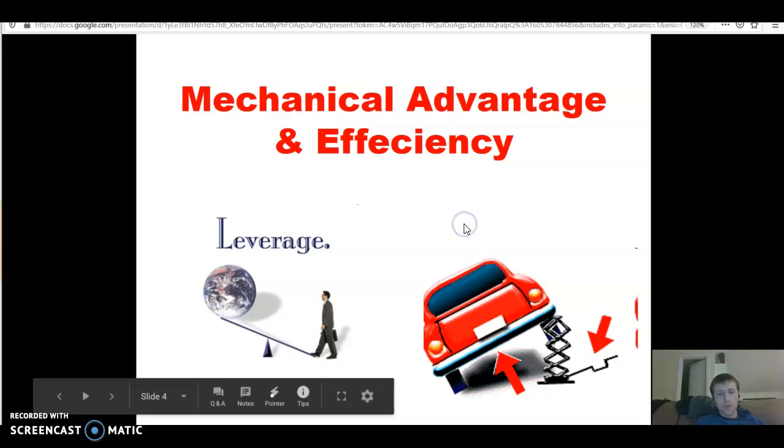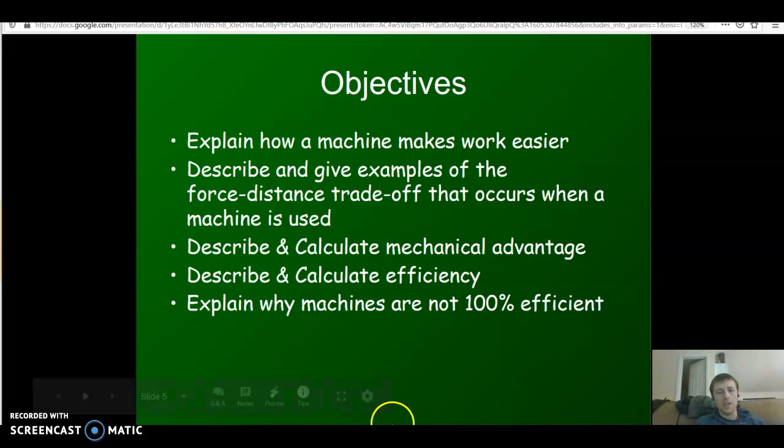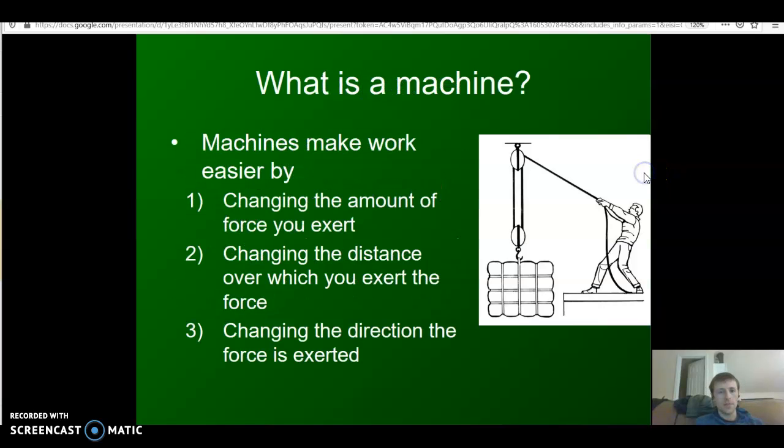So to start off with, we're going to talk about machines here. We're going to explain how a machine makes work easier, and describe some examples of force distance trade-offs. Nothing is free. We're going to describe and calculate mechanical advantage and efficiency as well. Lastly, we're going to take a look at why machines are not 100% efficient, and the answer to that is going to be friction. We'll take a look at that.